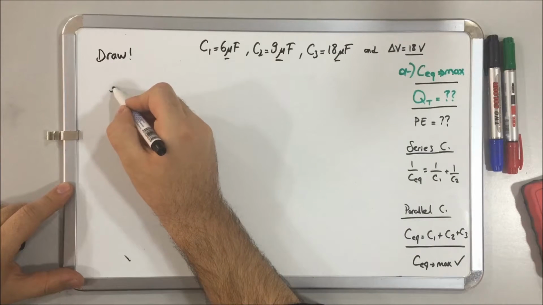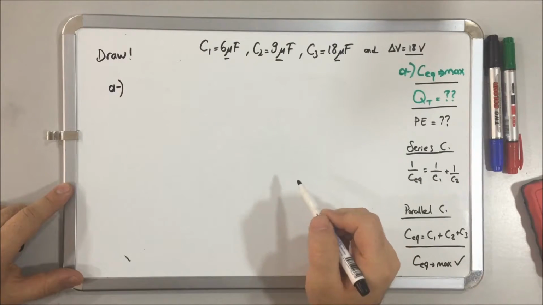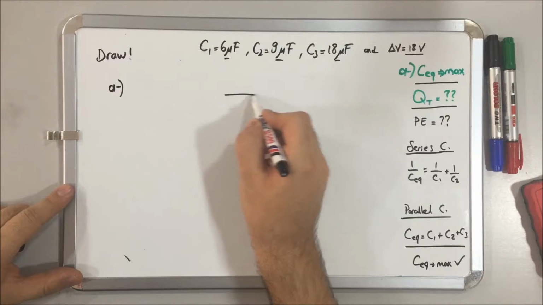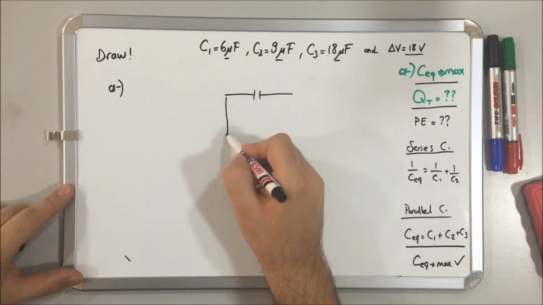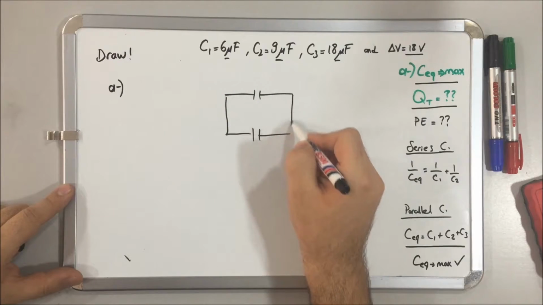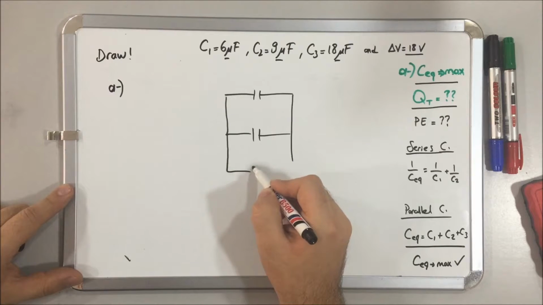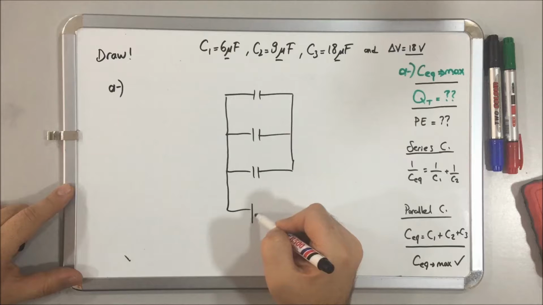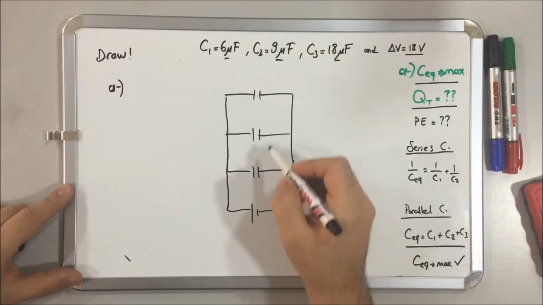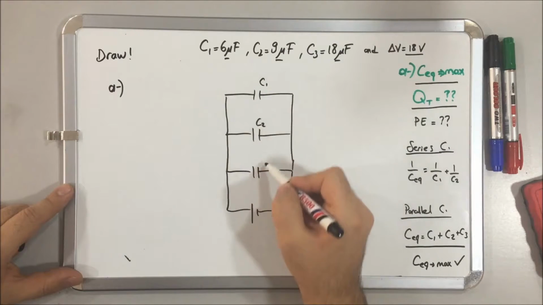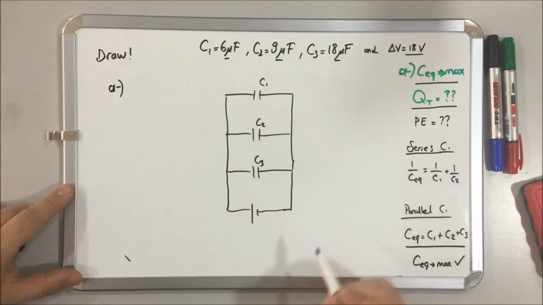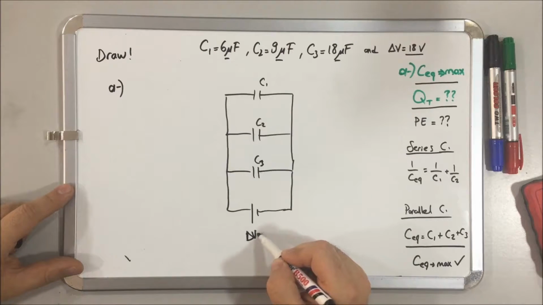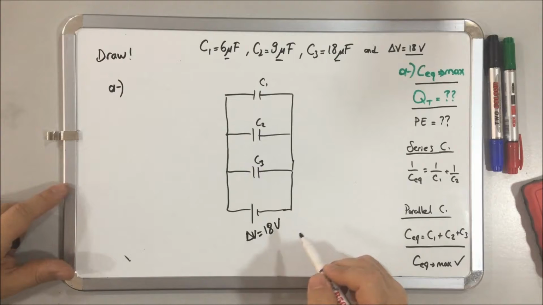For part A, it also says draw the circuit diagram. How can we draw the parallel combination? I forgot to say and to draw. Like that we can draw it, basically C1, C2 and C3, and delta V is equal to 18 volt.